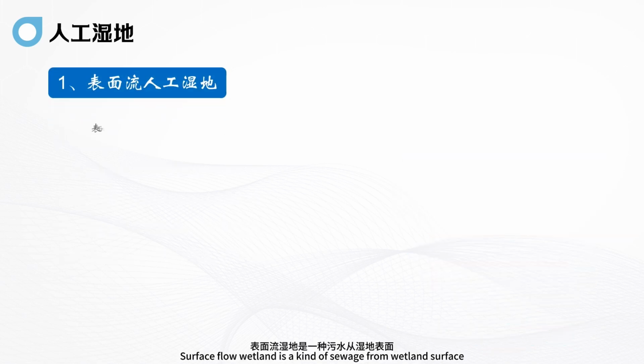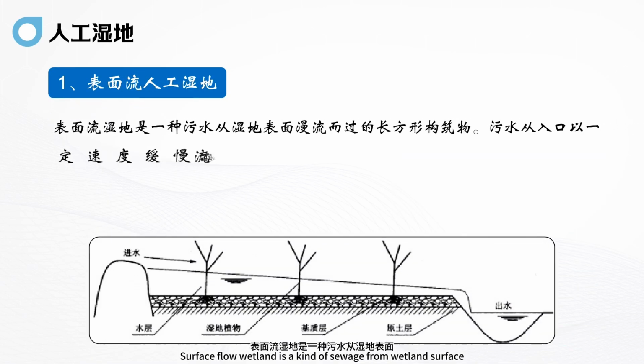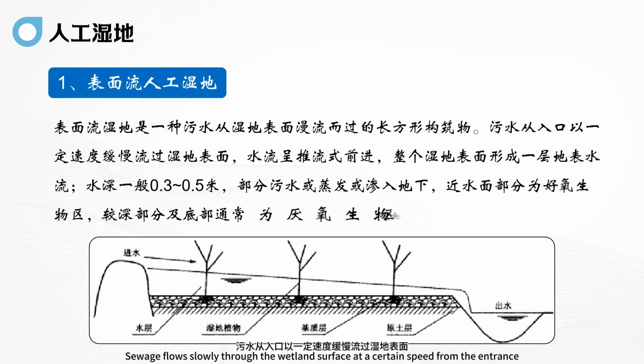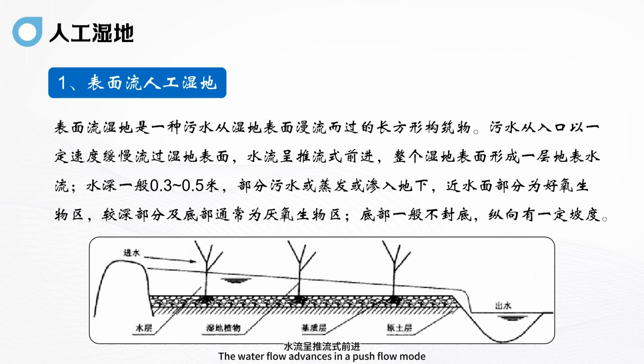Surface flow wetland is a kind of rectangular structure where sewage overflows from the wetland surface. Sewage flows slowly through the wetland surface at a certain speed from the entrance. The water flow advances in a plug flow mode. A flowing water layer is formed on the whole wetland surface. The water depth is generally 0.3 to 0.5 meters. Part of the sewage either evaporates or seeps into the ground.